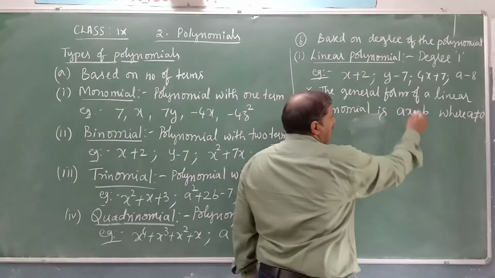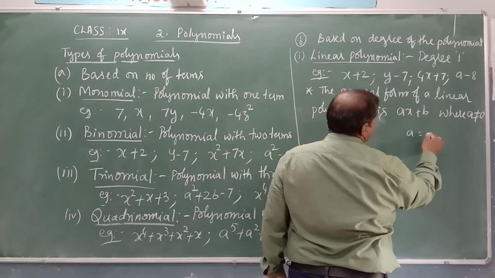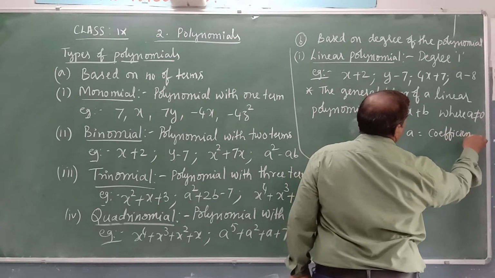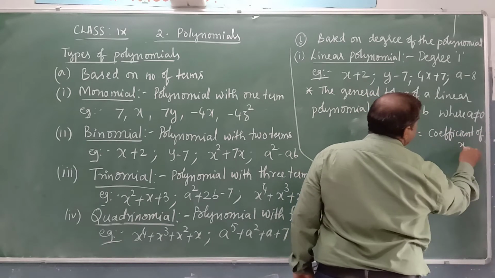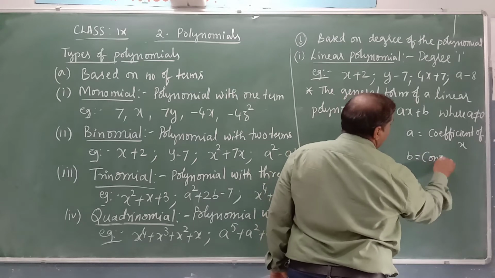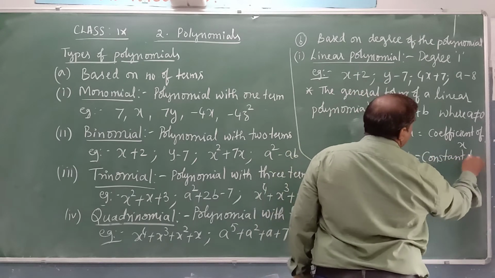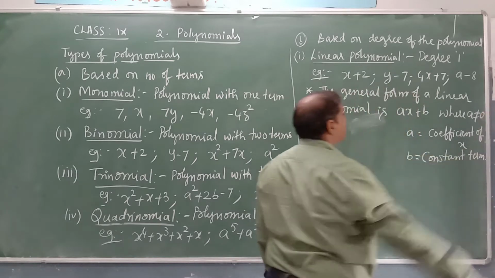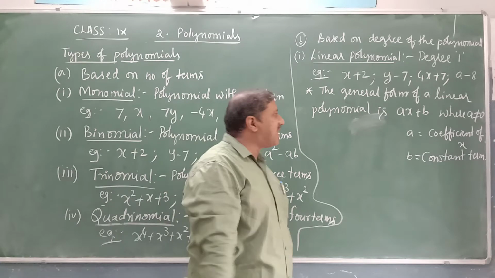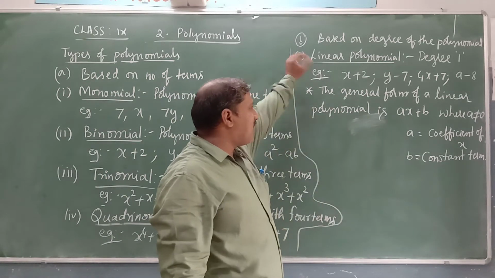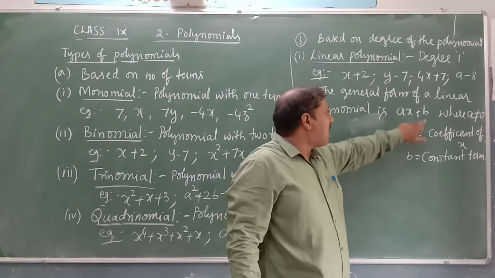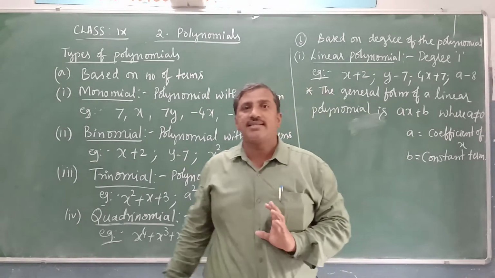So in this, what is a called? a is the coefficient of x, and b is called the constant term. ax plus b is the general form or standard form of the linear polynomial, where a is the coefficient of x and b is the constant term.